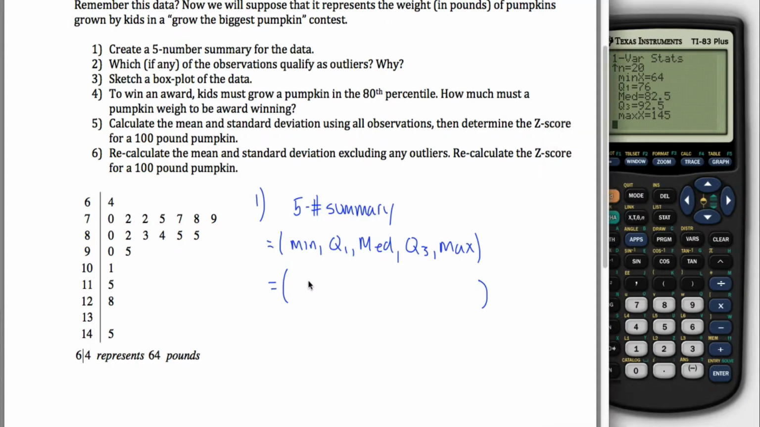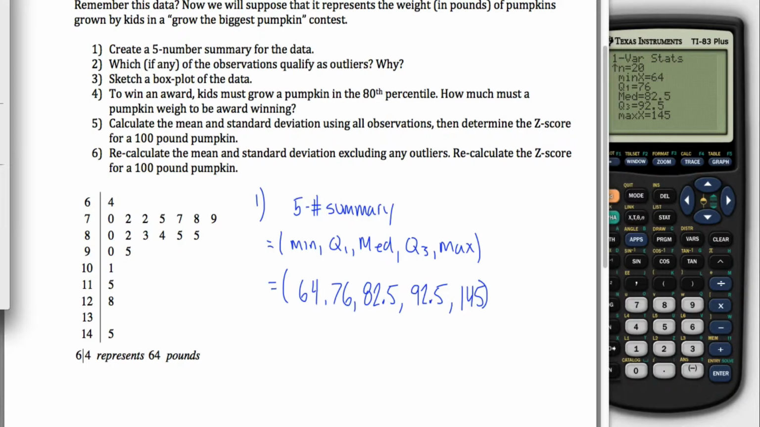The minimum value was 64, which looks right if you look at this data. The first quartile was 76. The median value was 82.5. The third quartile was 92.5. And finally, the maximum value was 145. There's my 5-number summary.